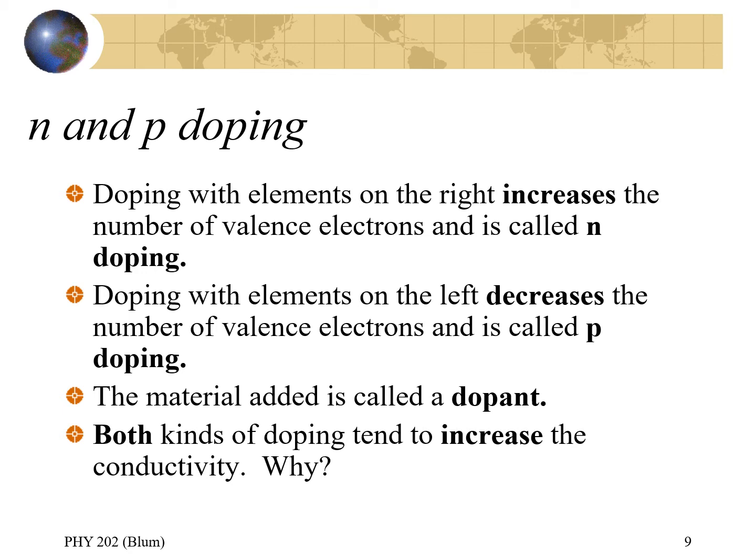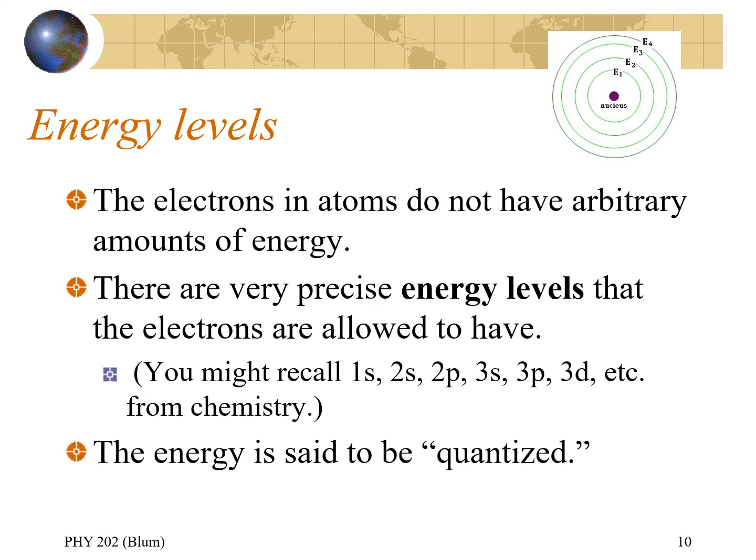Either kind of doping, whether it's with N or P, actually improves the conductivity. We'd like to see why. It turns out that the electrons that are surrounding atoms cannot have an arbitrary amount of energy. They end up in these very precise energy levels. You might recall, if you've studied chemistry, the 1s, 2s, 2p, the so-called orbitals or energy levels. So this is what they were talking about.